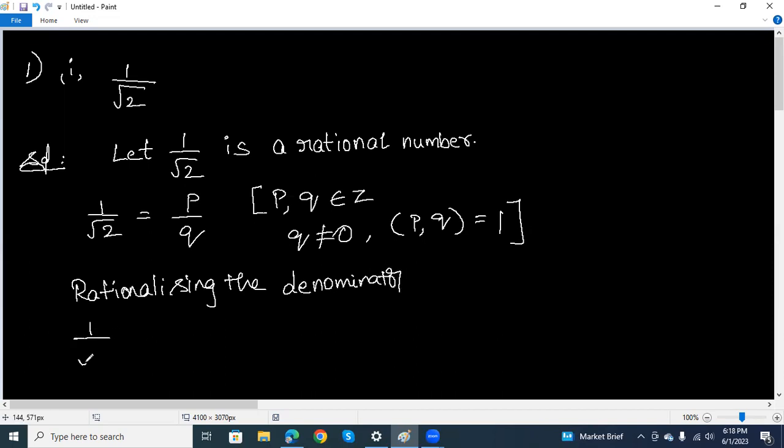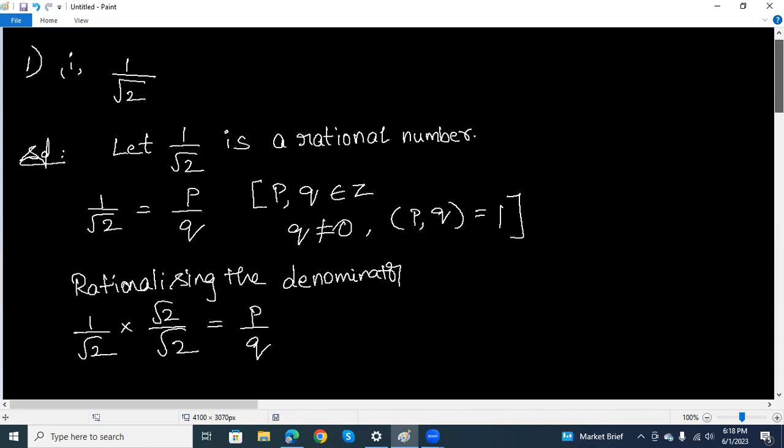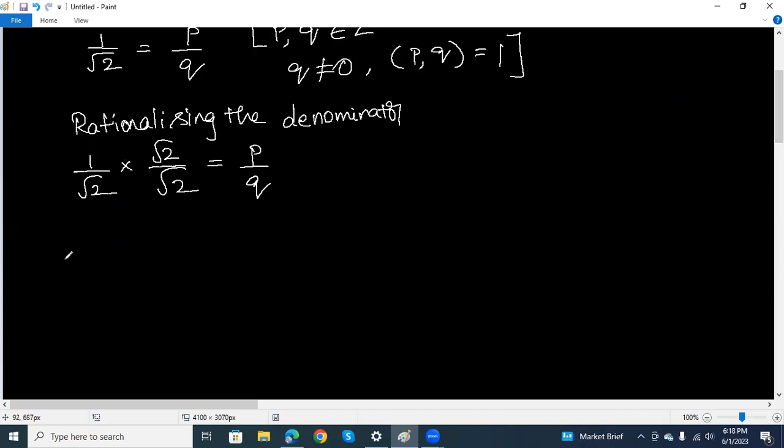So 1 by root 2. For rationalizing, we will take the same and multiply and divide, so that our question will not change. Okay. Rationalizing the denominator. Now what happens? 1 into root 2 gives root 2. By root 2 whole square. Root 2 whole square value is how much? Square and root get cancelled. Simply it is 2. Okay.